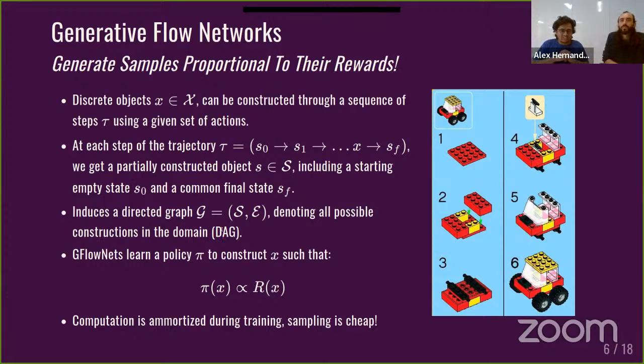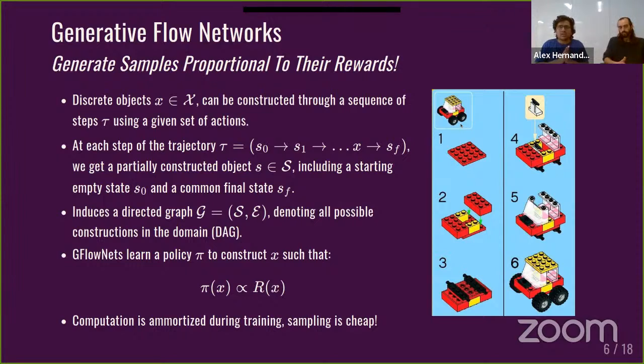What GFlowNets learn to do here is learn a policy pi to construct this object through a series of actions, such that you sample an object X from this policy proportional to the reward for X. Considering the problem of constructing this Lego car, let's say our reward would be 1 if it is a vehicle, and 0 if it's not a vehicle. I will tend to generate things with higher rewards, so I will tend to generate vehicles. But it will not be fixed to just one vehicle; you can construct multiple types of vehicles using the same set of blocks.